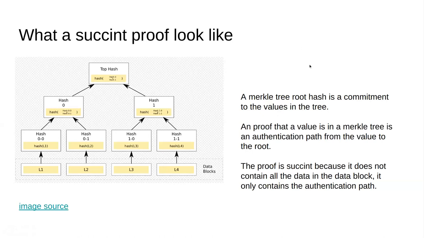And with the root hash, the verifier is sure that we cannot alter any information here, because any alteration will make the Merkle root change. So a Merkle tree root hash is a commitment to the values in the tree. So this root hash is a commitment to all the values here.